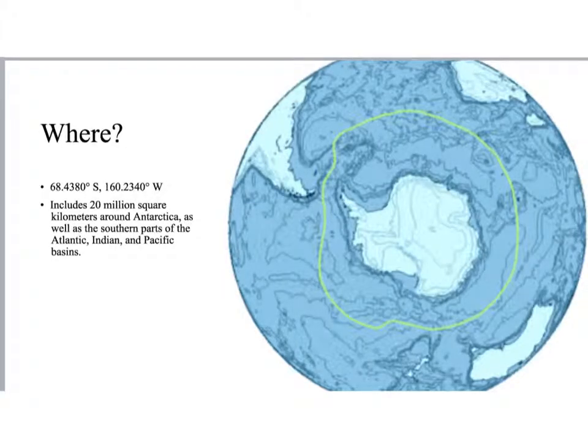First, I wanted to establish where the Southern Ocean Basin is. It's the area around Antarctica and includes southern parts of the Atlantic, Indian, and Pacific basins. Sort of where those all meet, because it joins them together. And I also included the latitude and longitude if anybody cares.